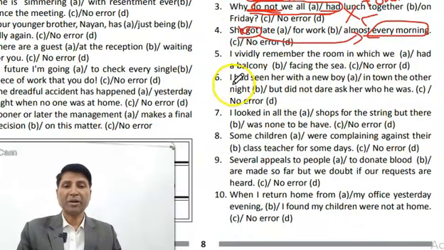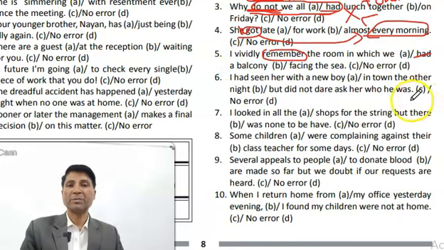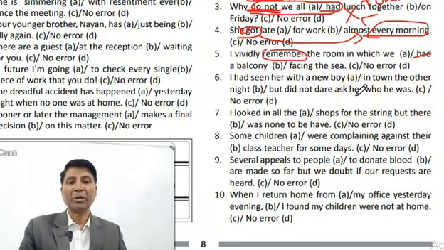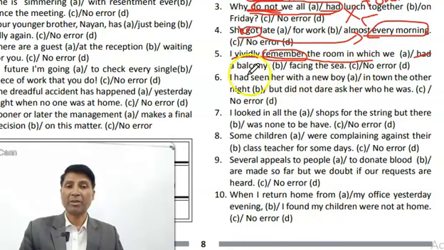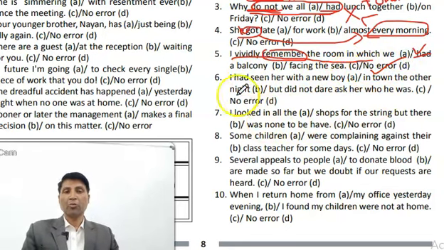Now look at question number 5. I vividly remember the room in which we had a balcony facing the sea. So we have 2 verbs. Remember is in simple present tense and had is in simple past tense. That means this is correct because the remembering action is happening in present and it refers to the past. That means the speaker was living in a room and refers to past time. Therefore this statement is also correct. So there is no problem in this question.